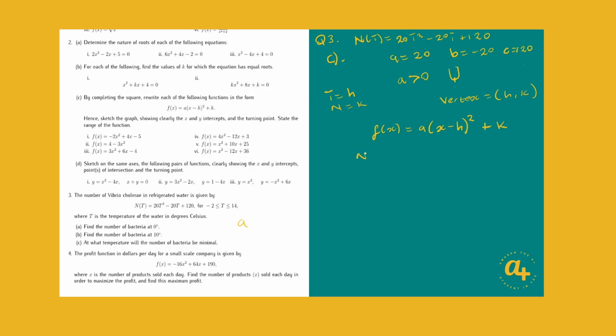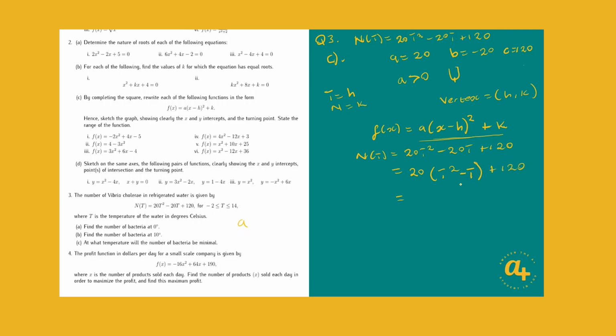So we're going to have n of t equals 20t squared minus 20t plus 120. Then we're going to factor out a, and remember a is equal to 20. In other words, wherever we see t, we're going to factor out 20. So 20 into 20t squared is going to give us t squared. And then 20 into negative 20t is only going to leave us with minus t. Then we're going to close the parenthesis, and then we're going to write our 120.